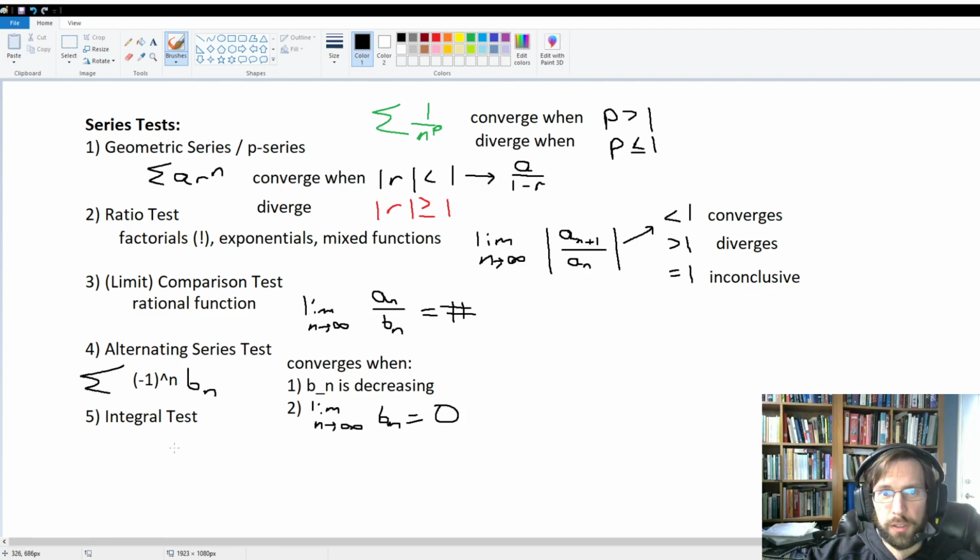Okay, and when do you want to use integral test? You probably don't actually want to use integral test. It's a lot of work. You have to turn it into an improper integral, and you never actually want to use it unless I ask you to. Okay, so that's it for this, and we'll go through a couple of examples here.